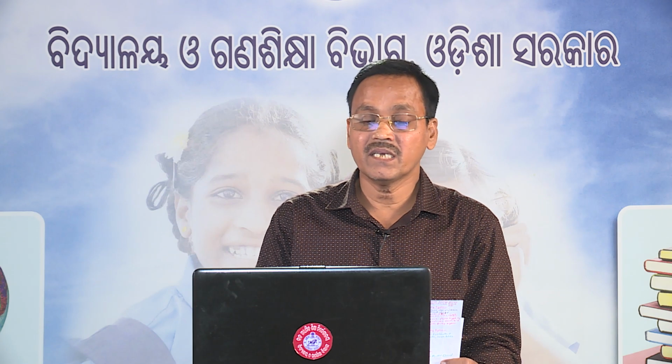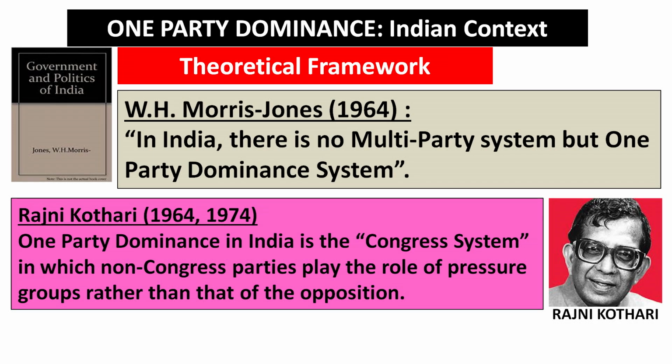This was prescribed by W.H. Morris Jones in Government and Politics of India. Then another important scholar, a great political scientist of India, was none other than Rajni Kothari. In 1964-1974, while studying the party system in India, he said that one party dominance in India is the Congress system, in which the non-Congress political parties play the role of a pressure group.